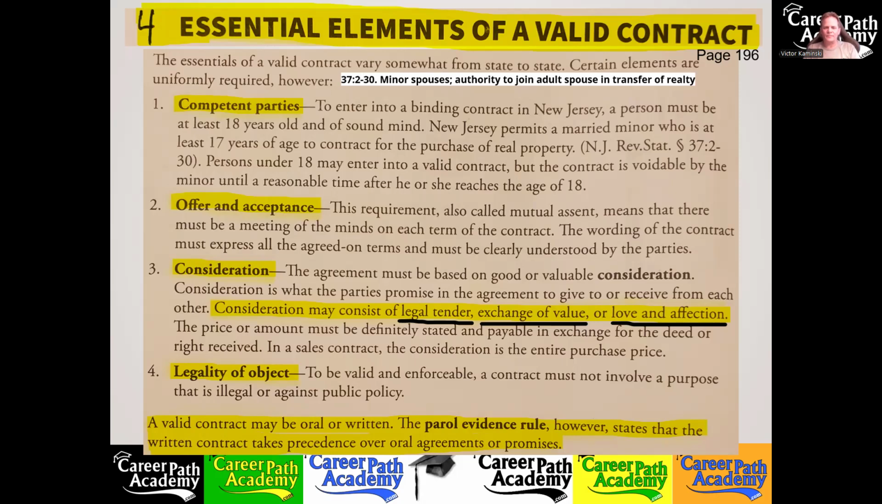But the law has been updated so that minors can't be married in New Jersey under any circumstances, even with parental consent. It used to be that a minor could be married in New Jersey with parental consent as young as 16.